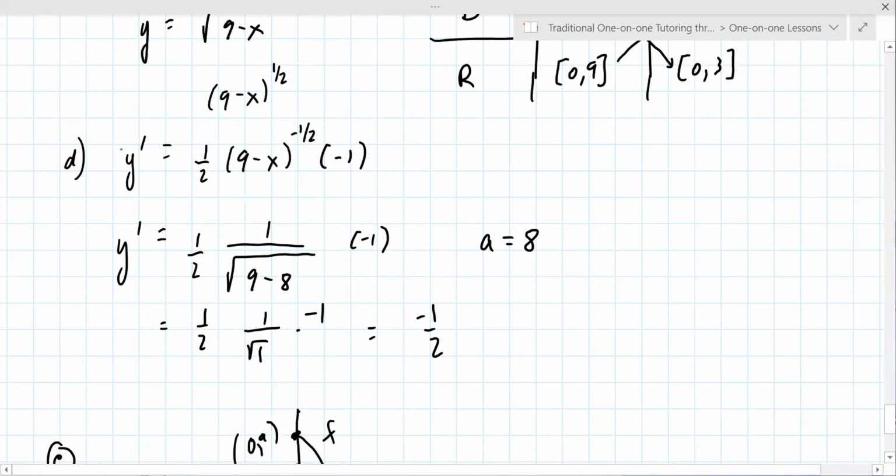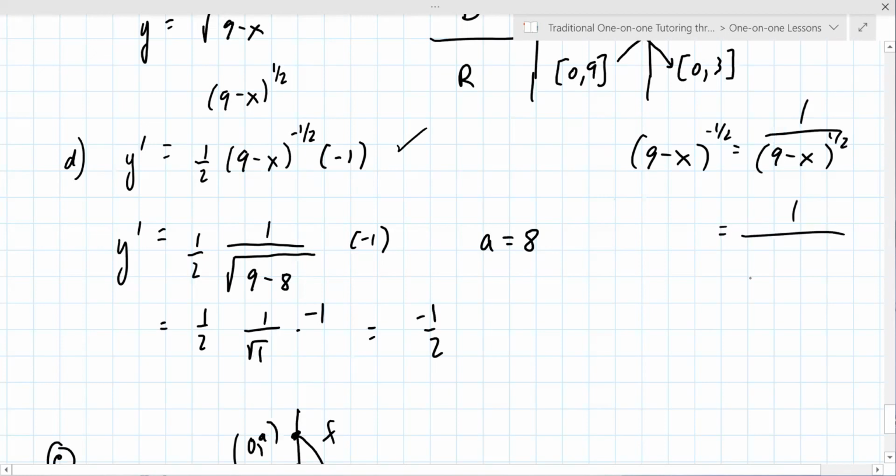So you find your derivative. Yep, and you did that. The value you put in is 8, not 1, because you used that in the other way of doing it. So you're putting just 8 in for that. Now this negative 1/2 power: 9 minus x to the minus 1/2 is the same as 1 over 9 minus x to the 1/2, and anything to the 1/2 power really means square root. And then you're just putting that number in and simplifying.